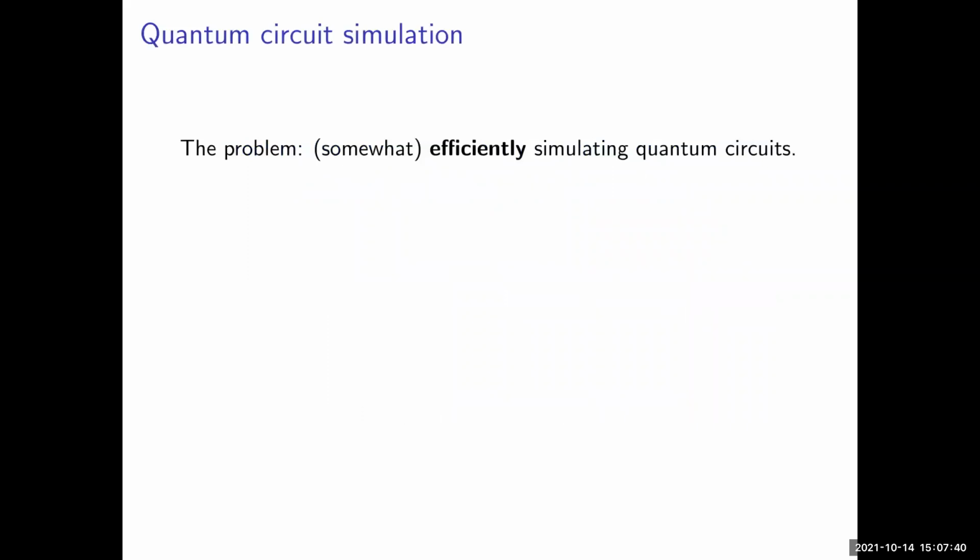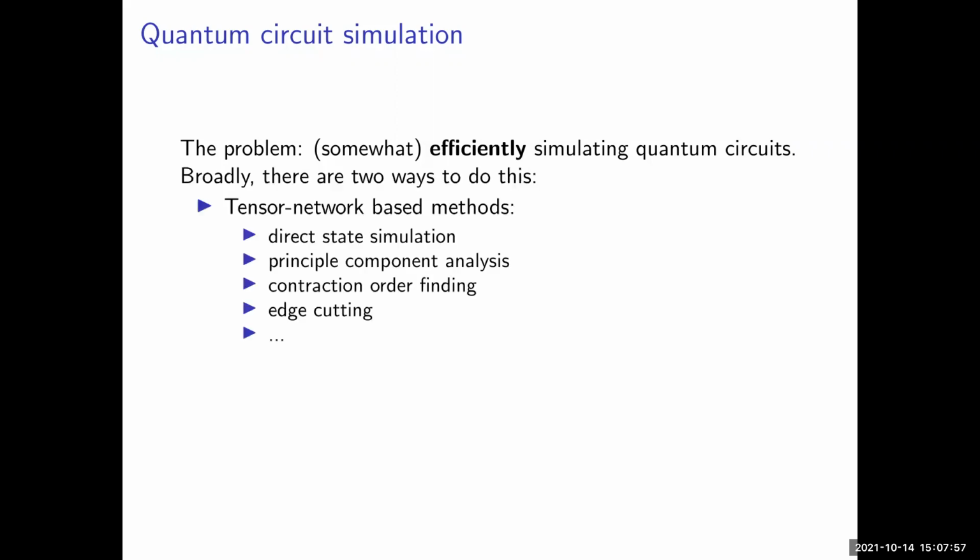So the problem that we're trying to solve is how to somewhat efficiently simulate quantum circuits. Because of course we can't hope to do it actually efficiently, because that's the entire point of quantum computing, is that you can't efficiently simulate it. But we can still try our best. And so broadly, there's two different approaches to doing quantum circuit simulation.